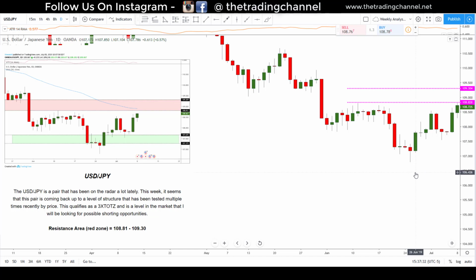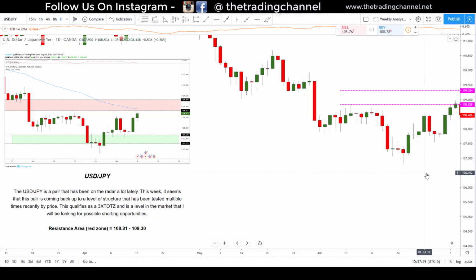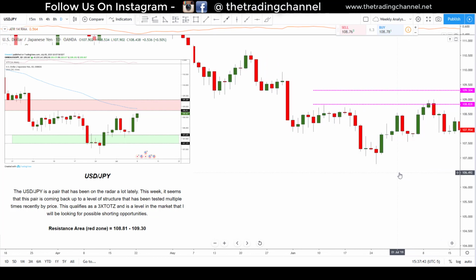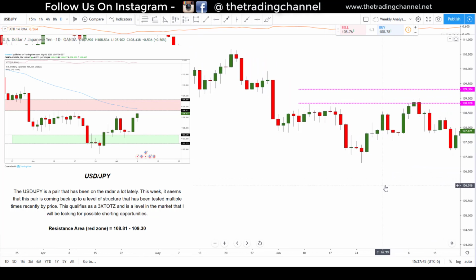And I was saying that this area is likely to become resistance for this market. Let's see what happened. This market came into that area and immediately found resistance. As you can see, we push up to that zone, and immediately we find resistance. And what I'm going to do in this video is show you the exact process I use in order to predict market moves like this.